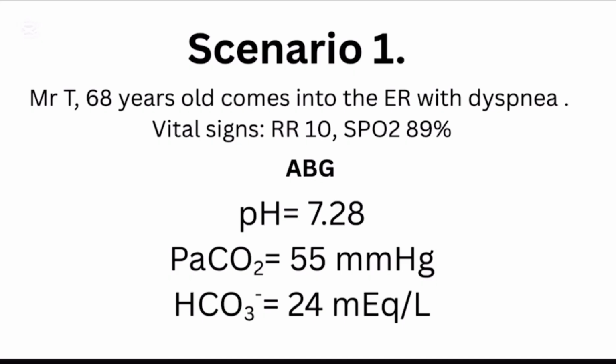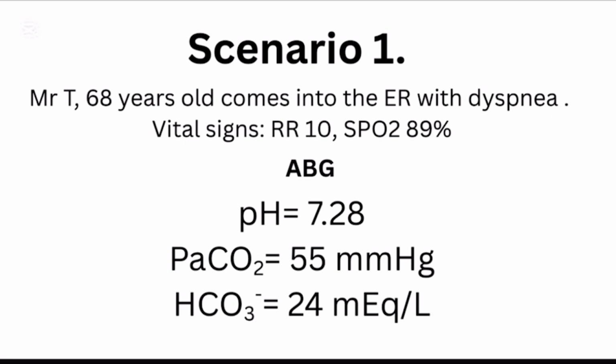For the first scenario, we have Mr. T, who is a 68-year-old man, and he comes into the emergency room with shortness of breath, and he has a long history of chronic obstructive pulmonary disease. So as a nurse, the first thing we did was to check his vital signs, and it reveals that the respiratory rate was 10 and the SpO2 was 89% on air.